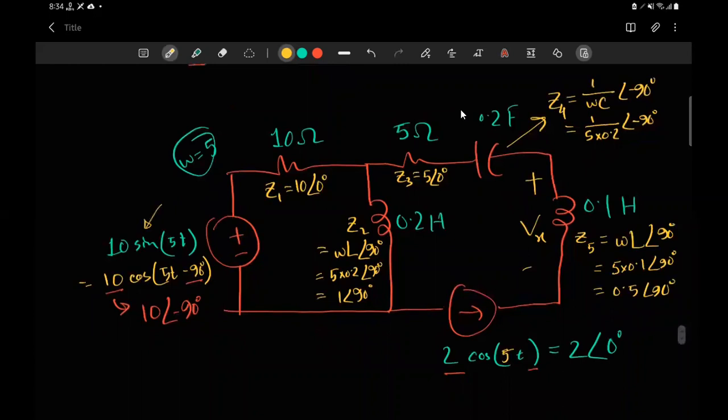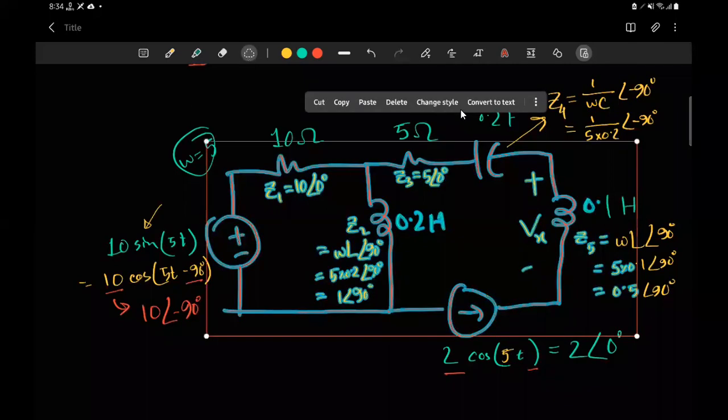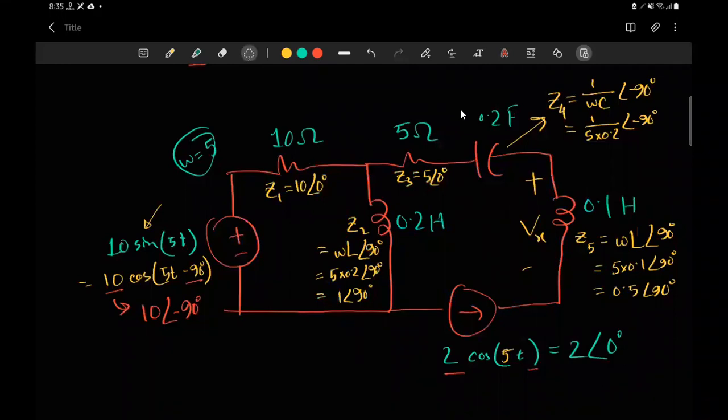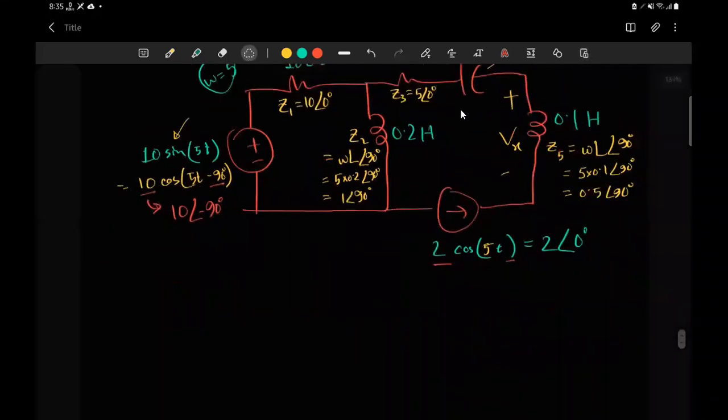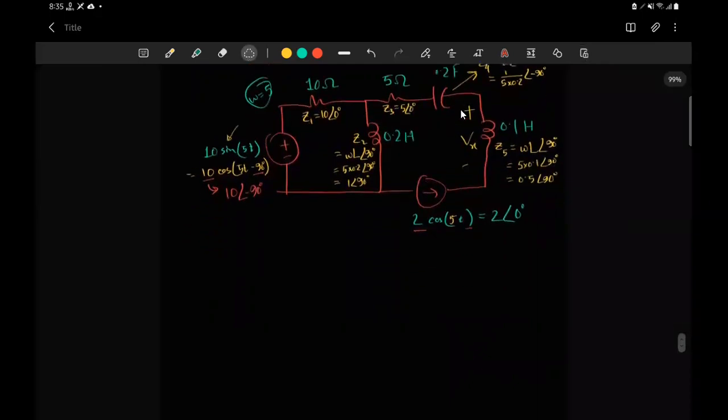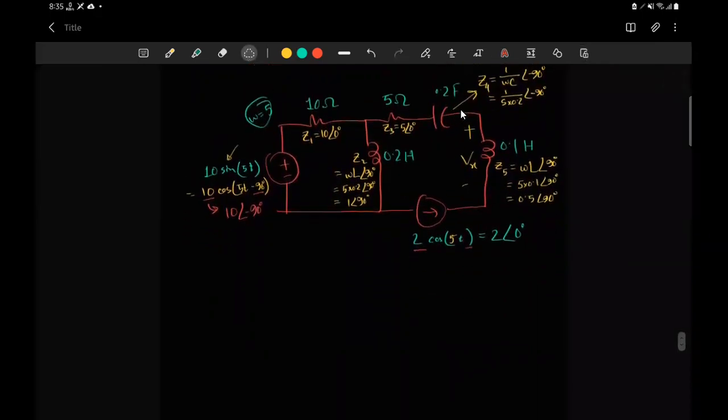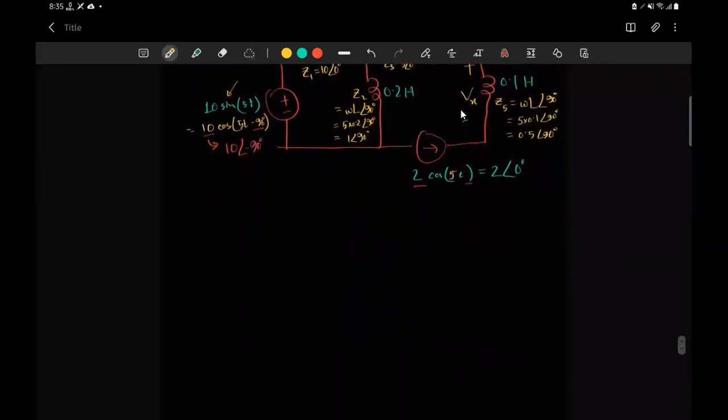Okay. Does everyone agree with these values? Yes, sir. Okay. So this is basically how you convert. What I'm going to do is redraw this circuit. We have a lot of things here, but what I want to do is clearly draw this circuit with complex values.